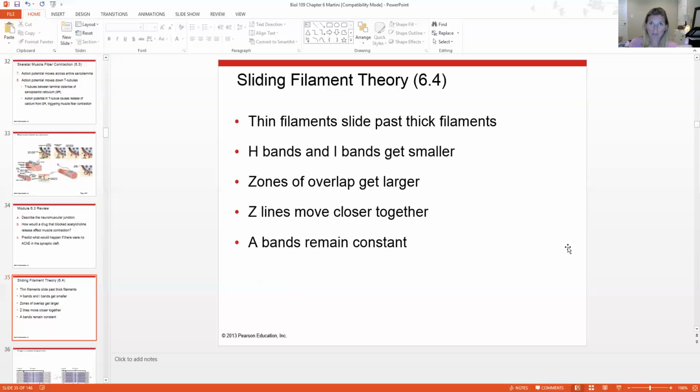In this sliding filament theory, remember the structure of our sarcomere. We have this zone of overlap where our thin filaments and thick filaments are hovering over each other. Those myosin heads can dip down and pull those thin filaments. That's the sliding filament theory. It's this idea that the thin filaments slide past the thick filaments. The H bands and I bands get smaller. The zones of overlap get larger. Those Z lines move closer to each other. In other words, the sarcomere shortens.